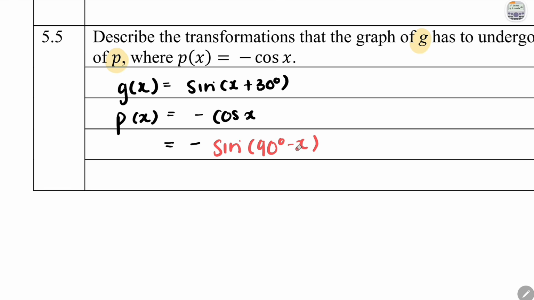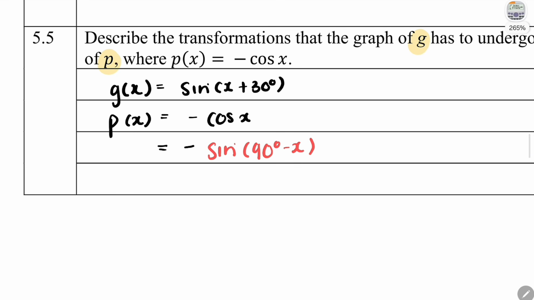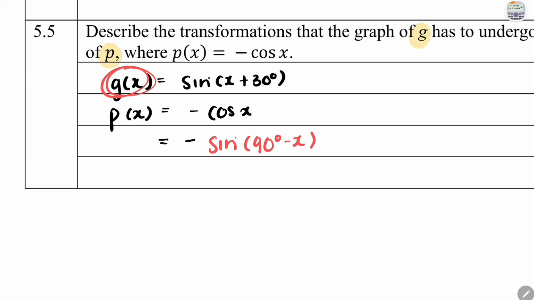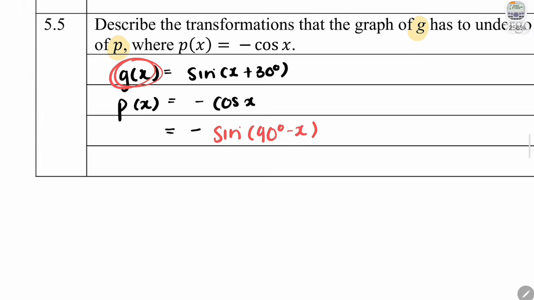Okay, so we have negative sine of (90 degrees minus x), and now we can compare them. Looking at the graph of G and the graph of P, how do we get from sine (x plus 30 degrees) to sine (90 degrees minus x)?